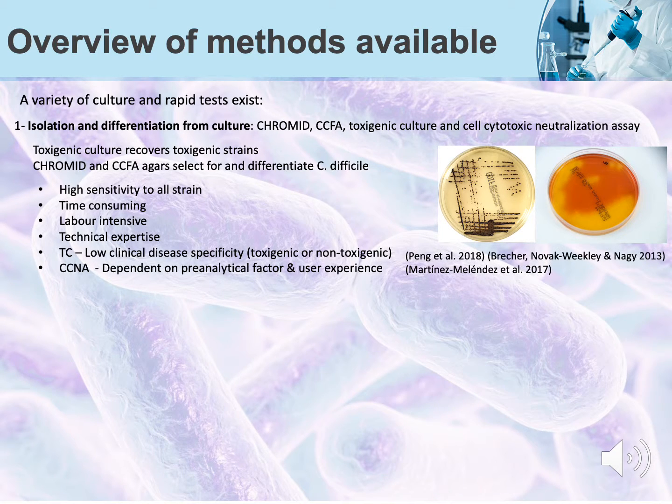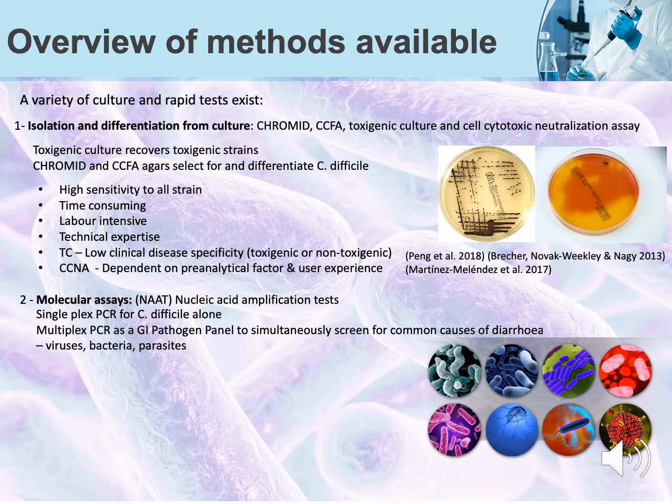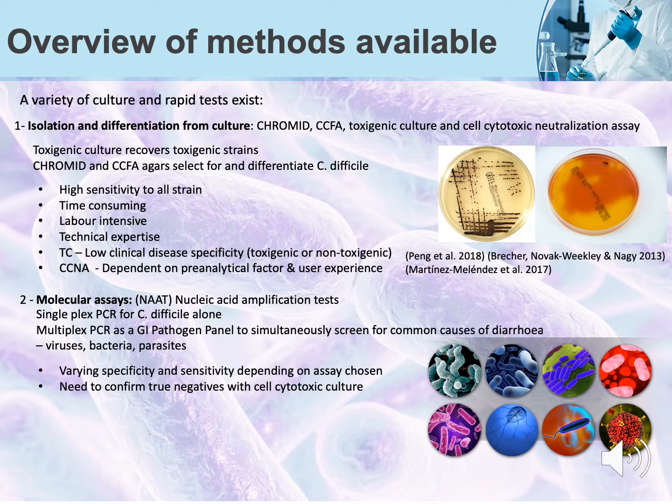Nucleic acid amplification tests, such as PCR, can test for the DNA or RNA of Clostridium difficile. Recently, multiplex PCR panels have been introduced, which simultaneously screen for the common causes of diarrhea. However, sensitivity and selectivity vary with the panel chosen, and true negatives would need to be confirmed using another method, which would delay the results. Testing spores also tends to produce poor results.